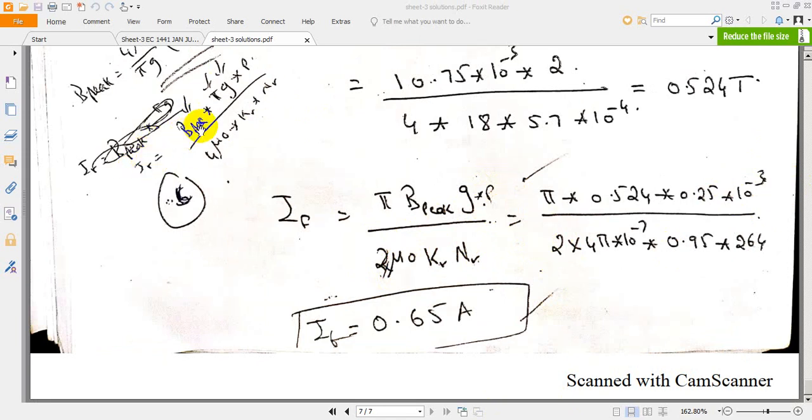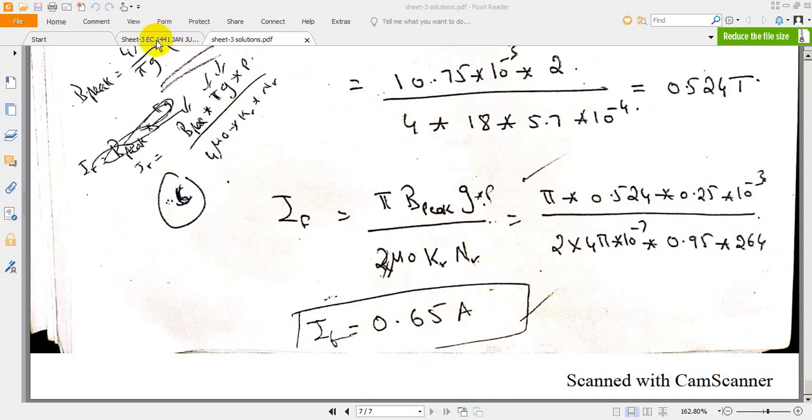IF is equal to B peak into pi g into P divided by 4 mu naught into KR into NR. Number of poles 2 and this is 4. On cancellation 2 will be remaining. Mu naught is 4 pi into 10 to the power minus 7. KR value is 0.95 and number of turns 264. On evaluation of this you will get 0.65 amperes. This is the field current which is flowing in the rotor winding of the synchronous machine.